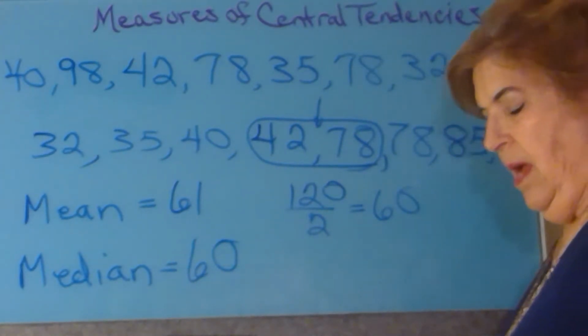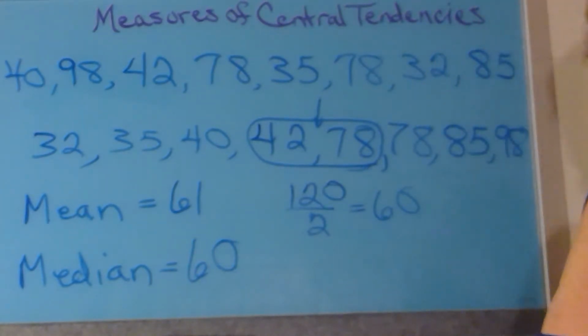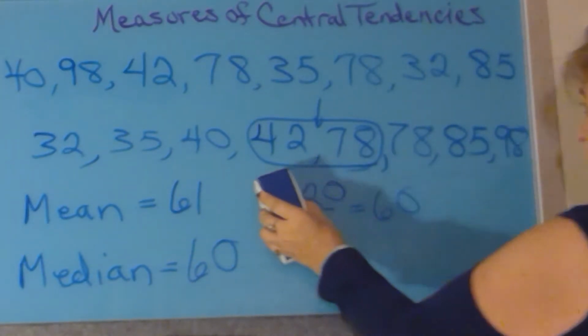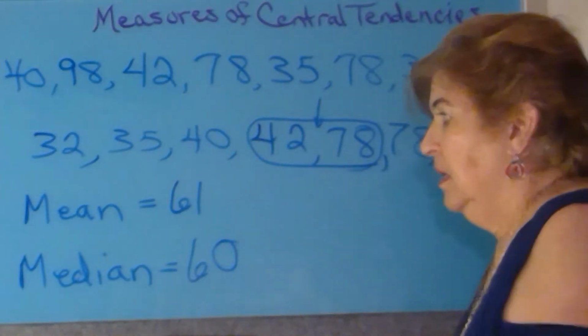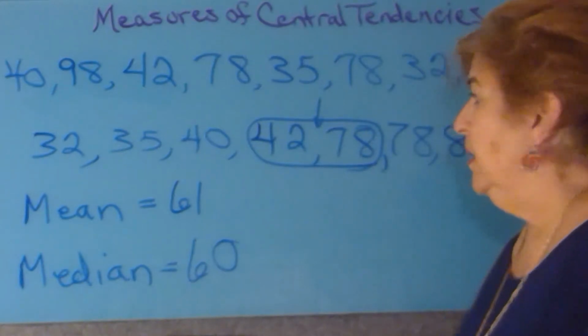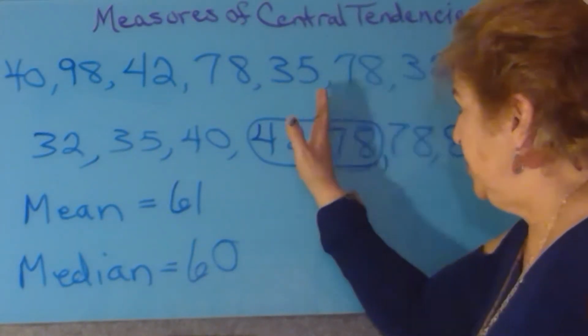Now, there is no 60 in our data, but that's okay. What falls right in the middle of all of our data is 60.